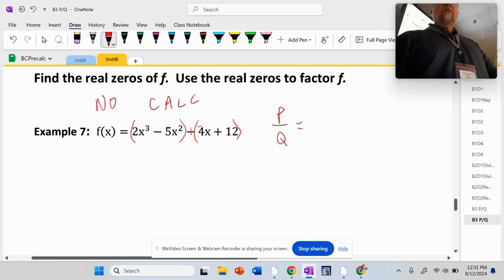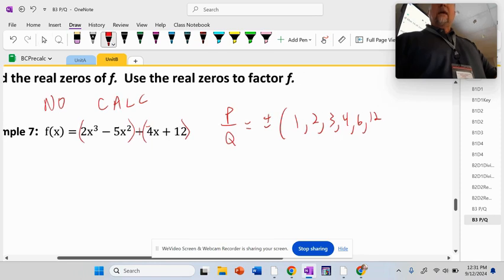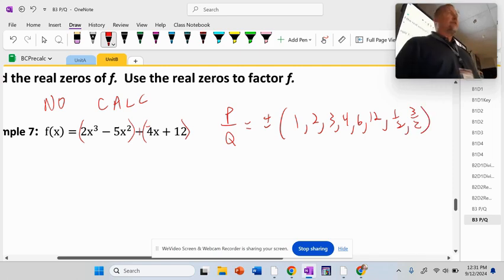You have to do, isn't this the same P over Q list as the last one, right? So let's cheat. It's not the same polynomial, but it was the factors of 12: 1, 2, 3, 4, 6, 12. And then 1/2 and 3/2, because it's still the same constant and same leading coefficient.